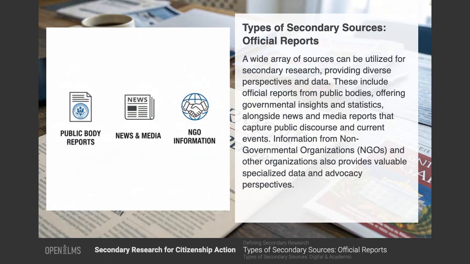Types of secondary sources. Official reports. A wide array of sources can be utilized for secondary research, providing diverse perspectives and data. These include official reports from public bodies, offering governmental insights and statistics, alongside news and media reports that capture public discourse and current events. Information from non-governmental organizations, NGOs, and other organizations also provides valuable specialized data and advocacy perspectives.